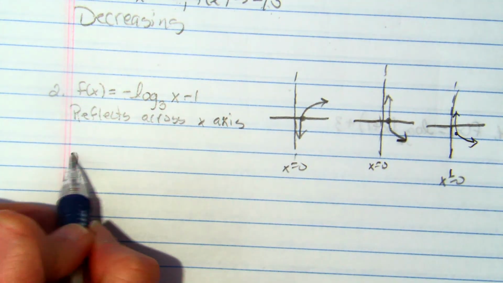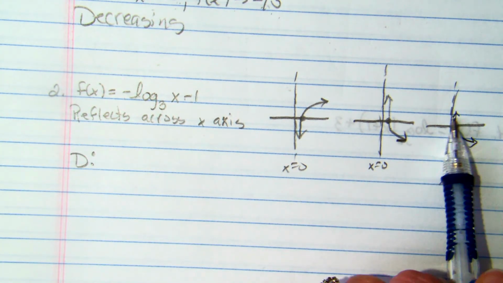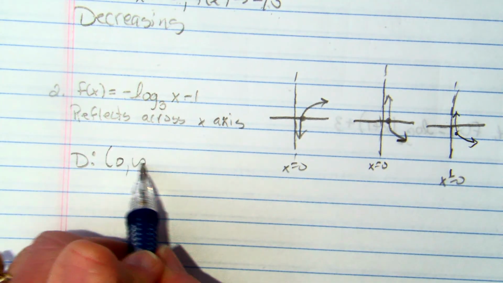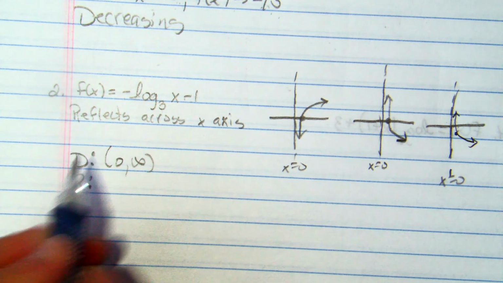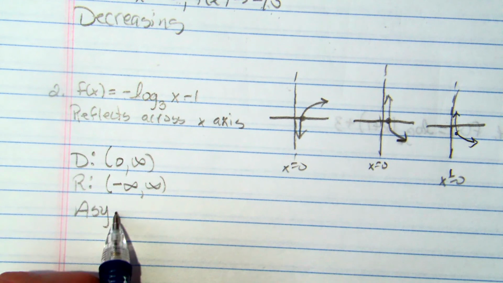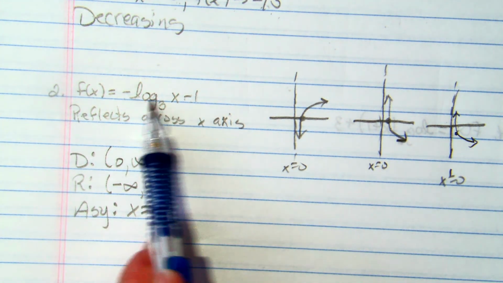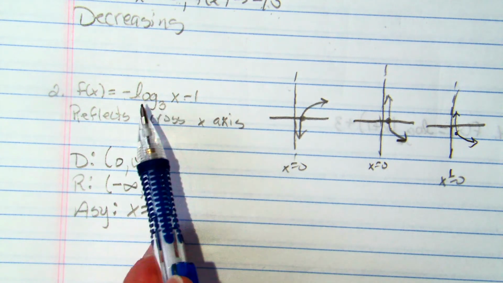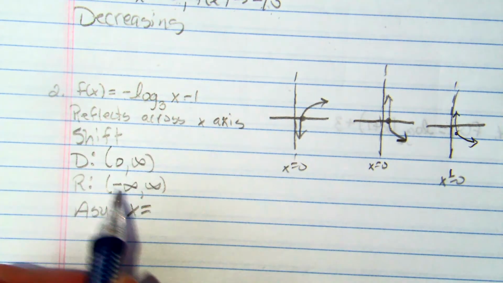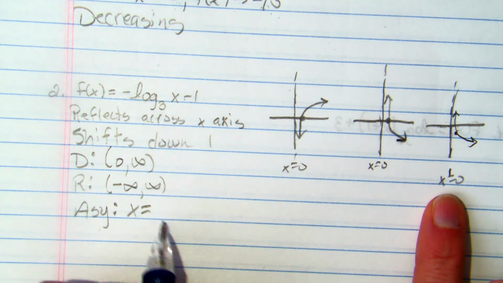The domain is not negative infinity to positive infinity. It can't go past that asymptote. So the domain is 0 not included to infinity. What's the range of a logarithmic function? Every time, always all real numbers. The asymptote of a logarithmic is always x equals something. It's x equals 0 unless you had a horizontal shift, and I did not have a horizontal shift. I had a reflection across the x-axis, and I shifted down 1. Make sure you're writing your translation. Shifts down 1. All right, so my asymptote is still at x equals 0.